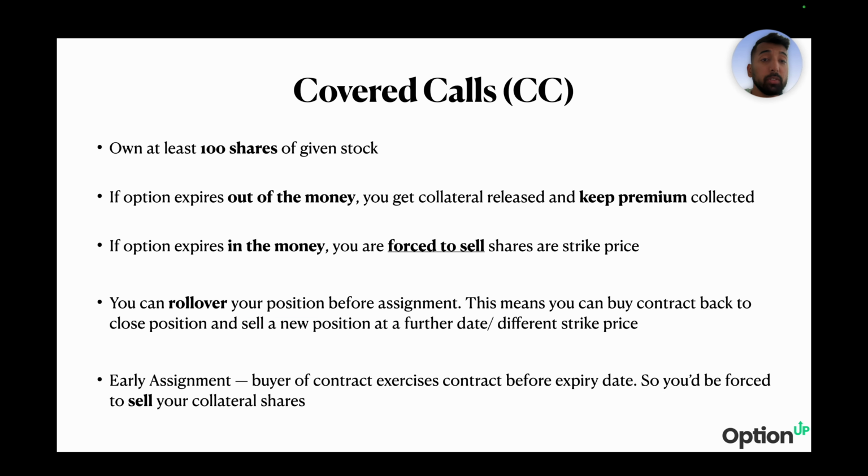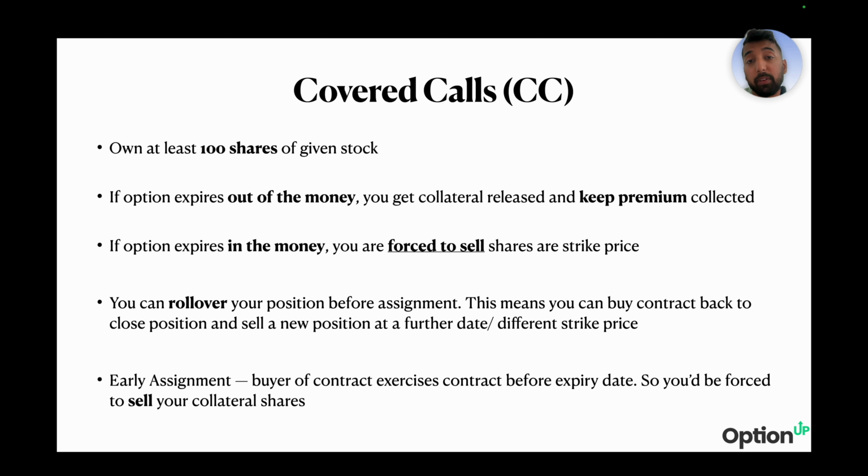So covered calls you can do when you own at least 100 shares of a given stock. So if I'm selling covered calls on, let's say, Apple, I have to own at least 100 shares of Apple stock to be able to do that. Now, if the option expires out of the money, as we were mentioning before, you get your collateral released.